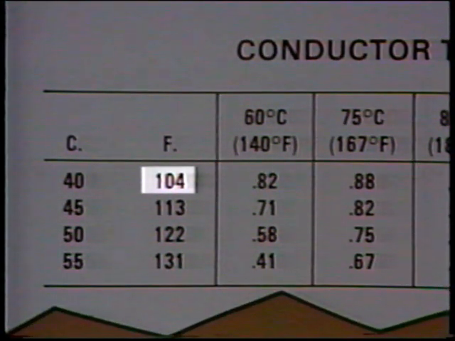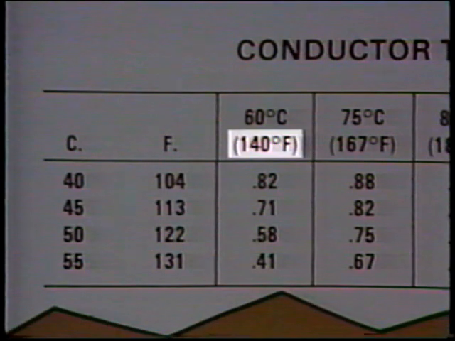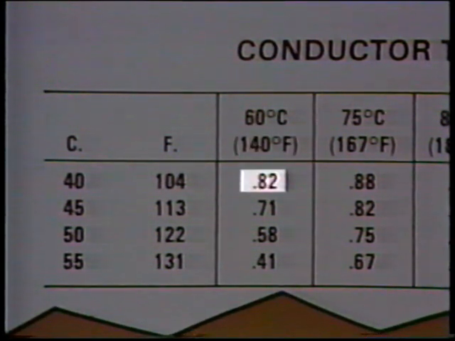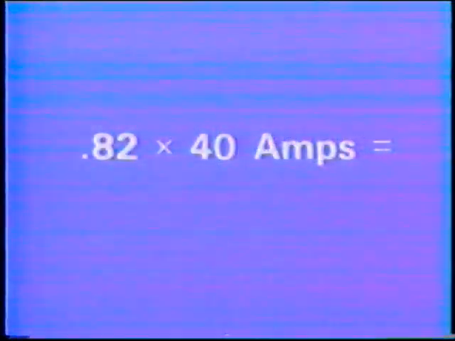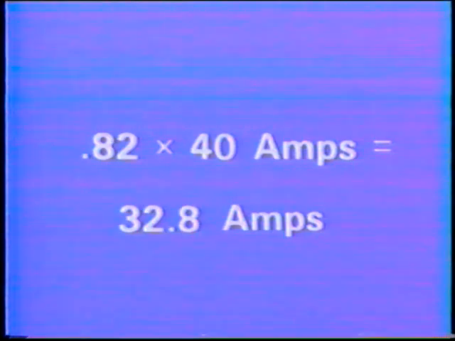In this case, we're looking for the number nearest to our actual ambient temperature of 100 degrees Fahrenheit. Okay, now we'll move across the column till we get to 140 degrees Fahrenheit. That's the maximum operating temperature established for our conductor. Looking down, we see the derating correction factor is 0.82. To use this factor, we multiply it times the ampacity of the conductor. 0.82 times 40 amps equals 32.8 amps.